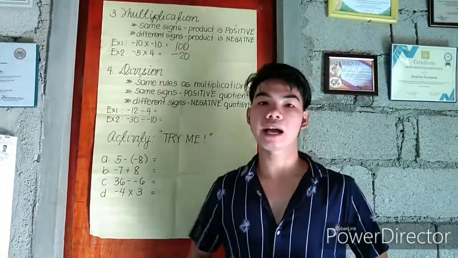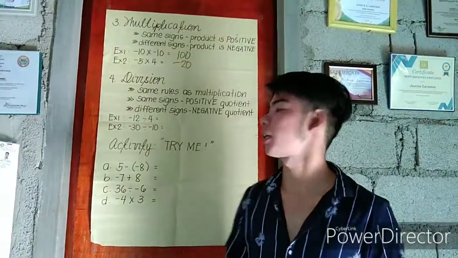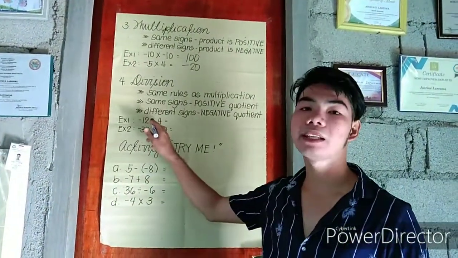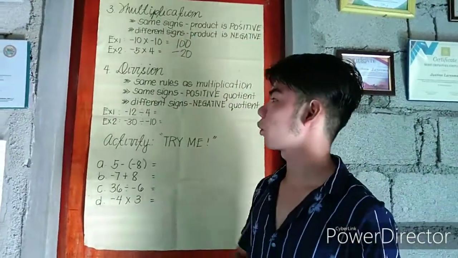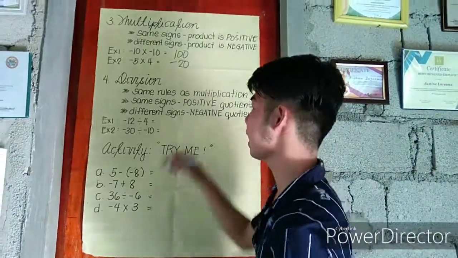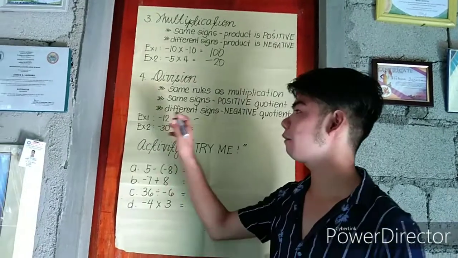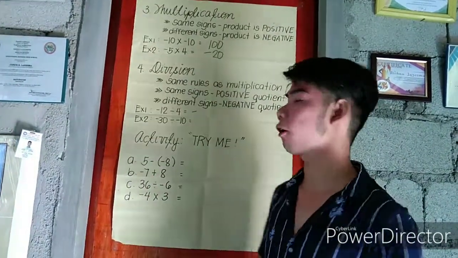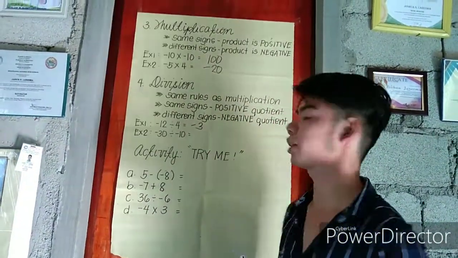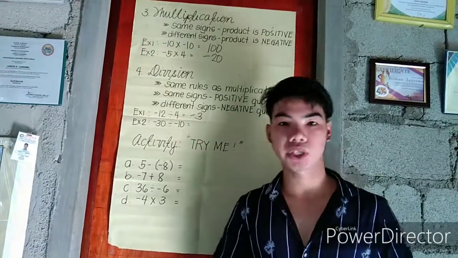So let's apply how it works in example number 1. Negative 12 divided by positive 4. They are different signs, of course. The answer, or the quotient, is negative as well. Then divide. 12 divided by 4 gives you the quotient of 3. So the final answer here is negative 3.